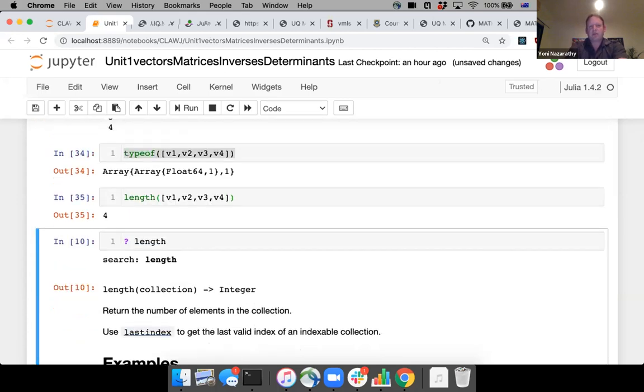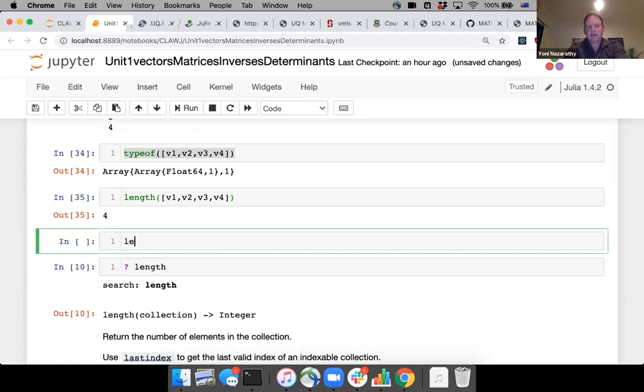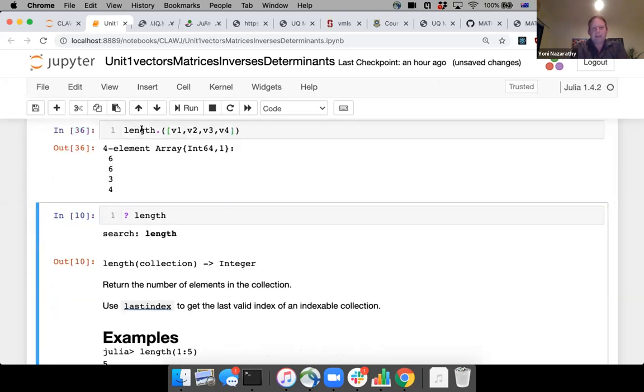Whereas if we do length broadcasted to this V1, V2, V3, V4, then we're mapping length to V1, V2, V3, V4.